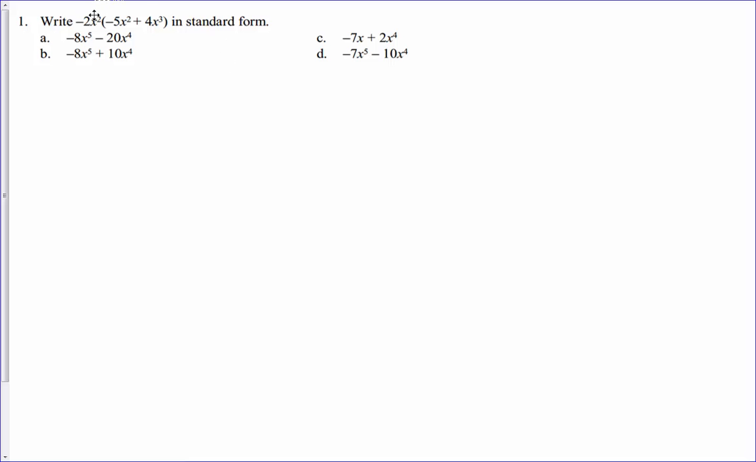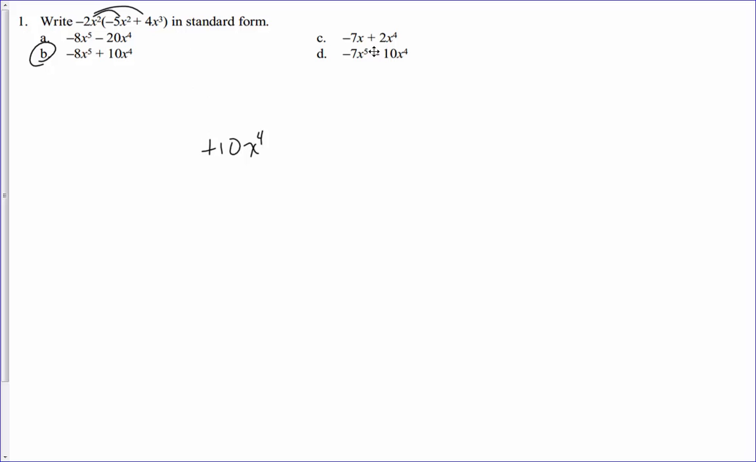So, the first thing we're going to have to do here is distribute the negative 2x squared through the parentheses. So negative 2x squared times negative 5x squared, negative 2 times negative 5 is a positive 10, and x squared times x squared is x to the fourth. Now if you look, letter B is the only one that has a positive 10x to the fourth. So we could stop there, circle B, and move on.